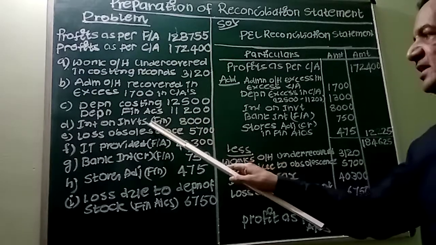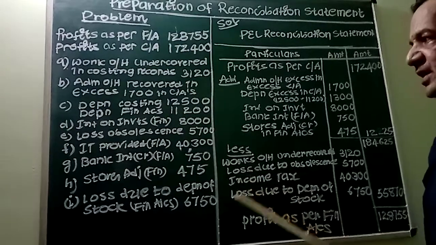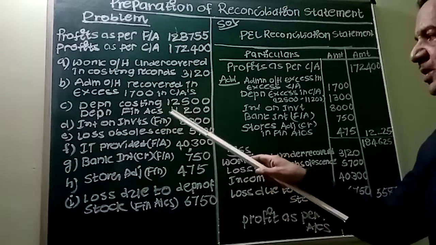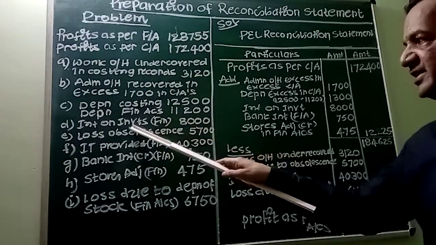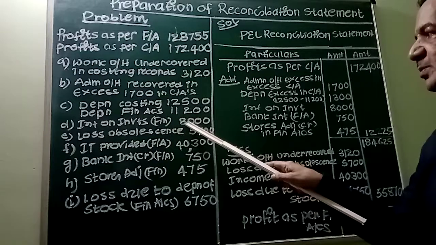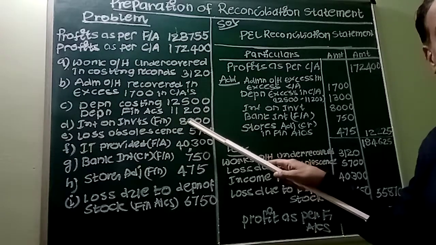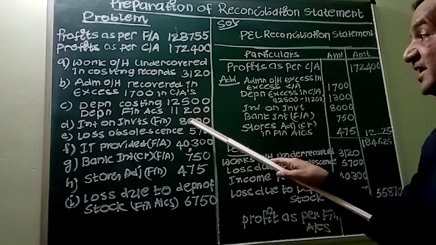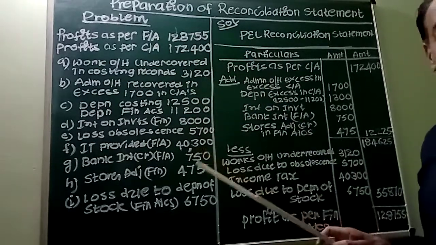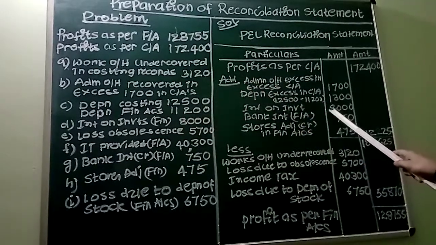Now, interest on investment, financial accounts, 8,000 rupees. This I have already told you, it is purely a financial item, which will come only in financial accounts. Interest on investments, 8,000 rupees. This is an income. In financial accounts only it will come. When it comes only in financial accounting, definitely it will increase the profit in financial accounts. When it increases the profit in financial accounts, you must add it, 8,000 rupees.